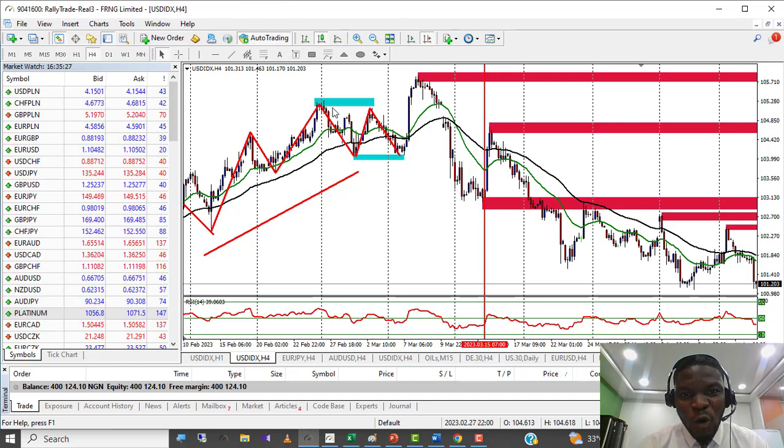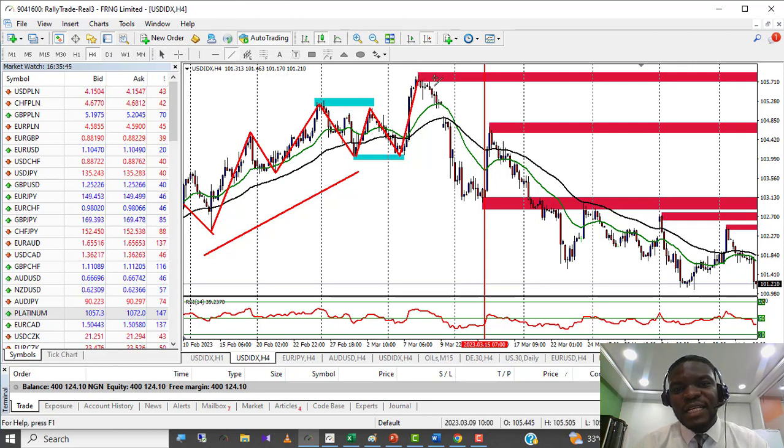That means this area up should be targeted liquidity. So if you notice carefully, the market first took out these two equal highs, which is like a magnet for the market. The market is always attracted to it. So it took out these two equal highs and of course gave us a new high here.